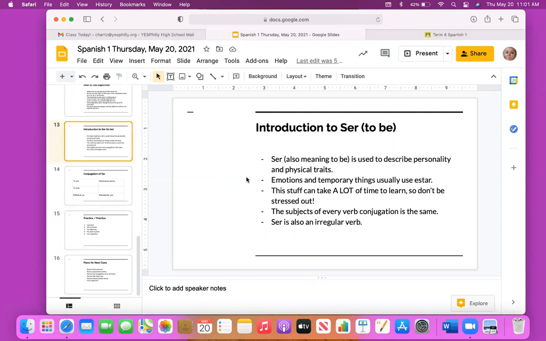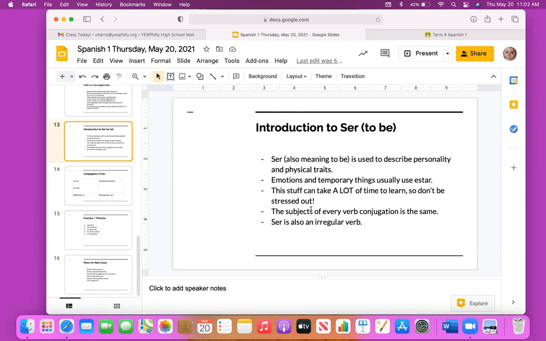I just wanted to briefly introduce you guys to the verb ser. Ser is also a verb to mean to be and is used to describe personality and physical traits. Emotions and temporary things usually use estar. Ser is more for who you are, your personality, what you look like, things like that. There's a whole bunch of other stuff with this. Don't even worry about that right now. This stuff can take a lot of time to learn, and I understand that completely. So really don't be stressed out. This takes a long time.